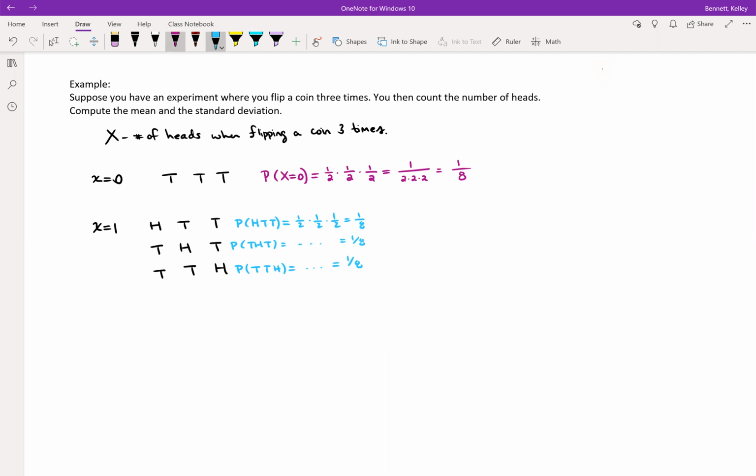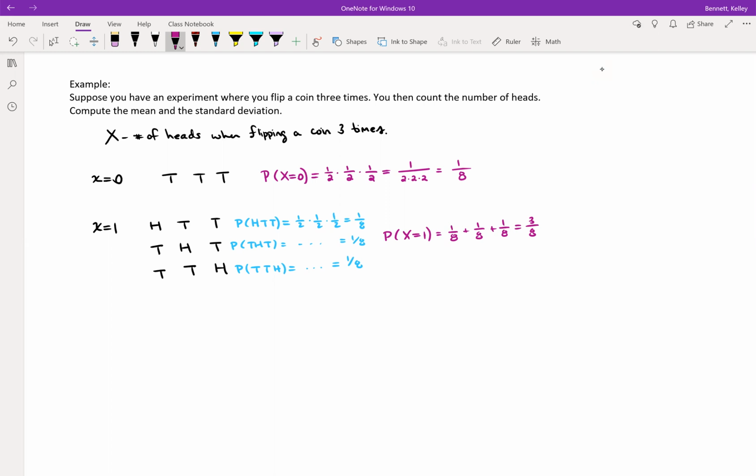So the probability that x equals 1, it's 1/8 plus 1/8 plus 1/8, or 3/8. So that's not a coincidence. There's 3 ways to flip a single head. So that's 3 out of the total number of ways to flip a coin 3 times.